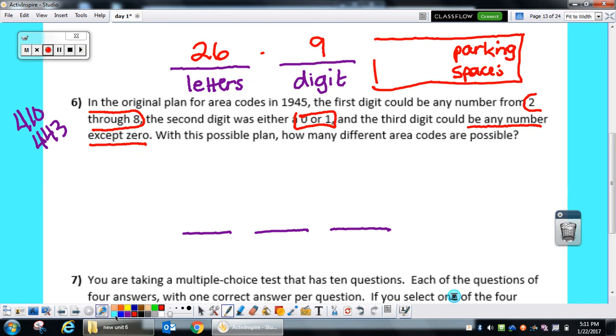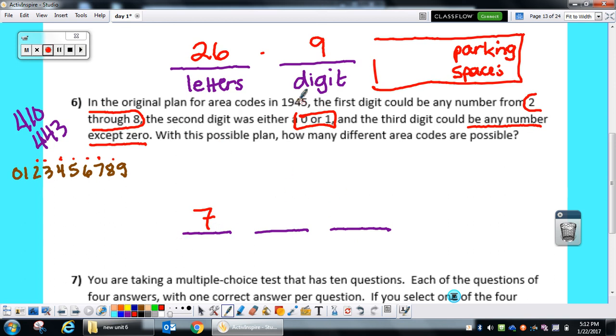Okay? So something I sometimes find helpful to do is to write out the digits: 0, 1, 2, 3, 4, 5, 6, 7, 8, 9. So that first number can be anything from 2 through 8. So that means you have 1, 2, 3, 4, 5, 6, 7. Let me just double check that. 1, 2, 3, 4, 5, 6, 7. So you have 7 options in that first number.